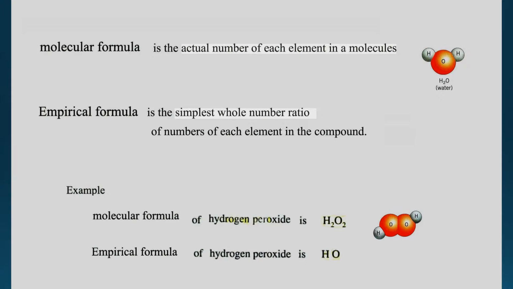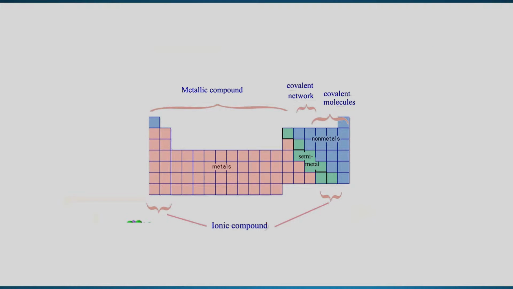From the first look, you can see molecular formula is useful. But what is this empirical formula used for? Is it useful? Yes, it is, particularly in many types of compounds, and I'm going to show you. So far we learned metallic compounds, ionic compounds, covalent network, and covalent molecules. And now let's look one by one.